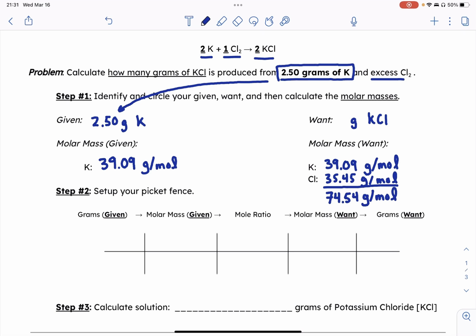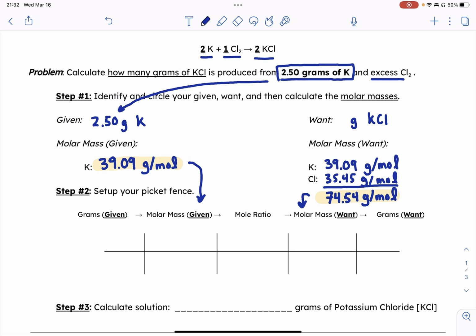Okay, and now we have all of the information that's necessary because, let me grab my highlighter, we have the molar mass of potassium. That's going to be used in step 1. We have the molar mass of potassium chloride, and that's going to be used in step 3. The only other thing we're going to need is the mole ratio, and we'll go ahead and target that after we get started with the problem.